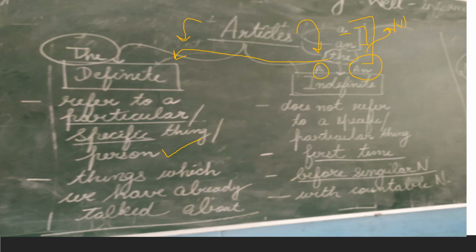In addition to that, the indefinite articles a and an are used when I do not talk about something specific or particular. They are used when we are talking about something for the first time. They are used before a singular noun and with a countable noun. So that is the rule which we have to remember for the articles. We have done enough exercises in the class, but this was something I wanted to brief you on one more time. So that's it for a quick review of the grammar topics.